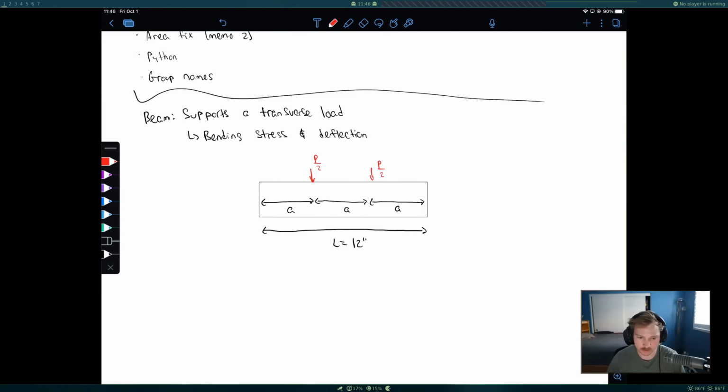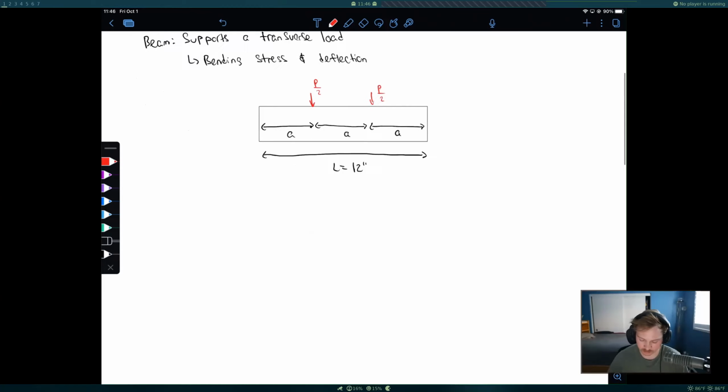Okay, and then of course, the end goal is to apply this load and measure the bending stress and the vertical deflection. So what we're going to do is go through the theory now for how we're going to get the theoretical bending stress and the theoretical vertical deflection. And we're going to compare those values to the experimental bending stress and deflection.